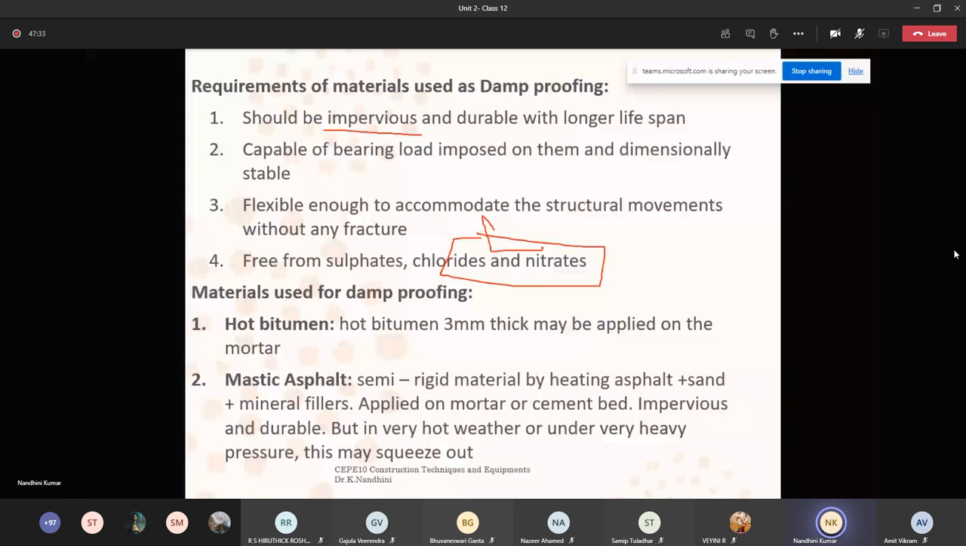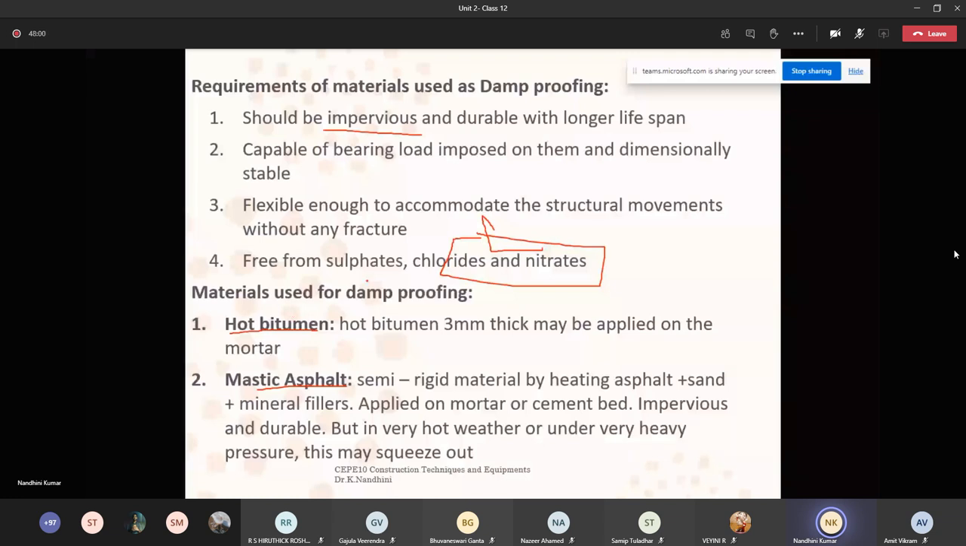Should be free from sulfates, chlorides, and nitrates. Materials used for damp proofing, we'll see what are the materials used. The main materials are hot bitumen and mastic asphalt. Hot bitumen. You know what is bitumen? Have you seen people laying bituminous road? They call it tar. It will be a sticky, dark black colored material. It is a rubber type material.